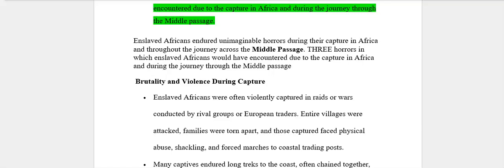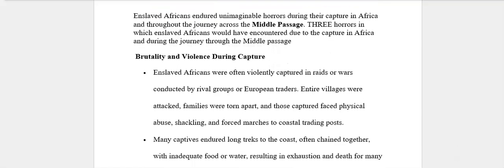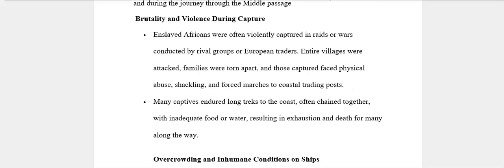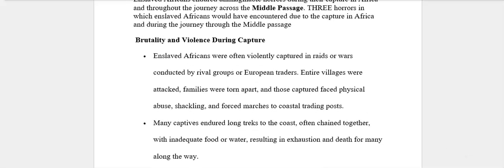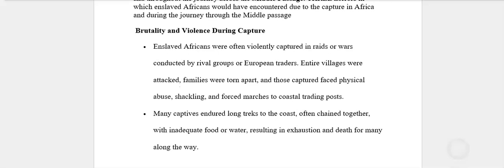What do I mean by this? So the enslaved Africans were often violently captured in raids or wars that were conducted by rival groups or European traders. Entire villages were attacked, families were torn apart, and those captured faced physical abuse, shackling, and forced marches to coastal trading ports. Most of the captives endured long treks to the coast, often chained together with inadequate food or water, resulting in exhaustion and death for many along the way. So brutality and violence during capture was one of the many horrors that enslaved Africans encountered.